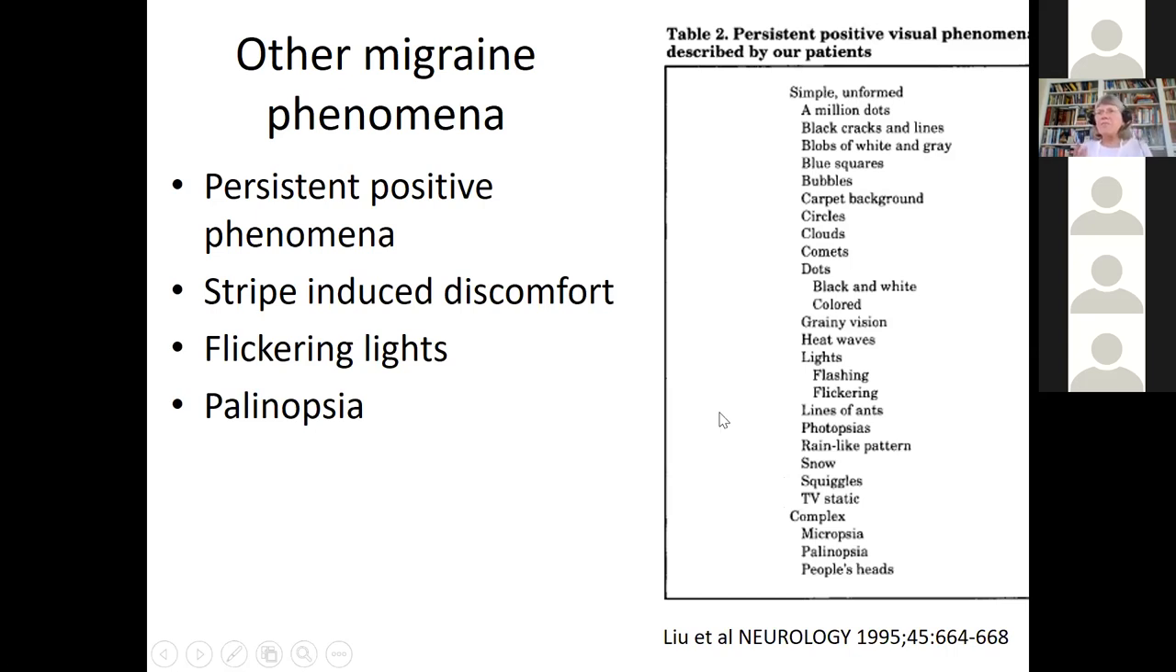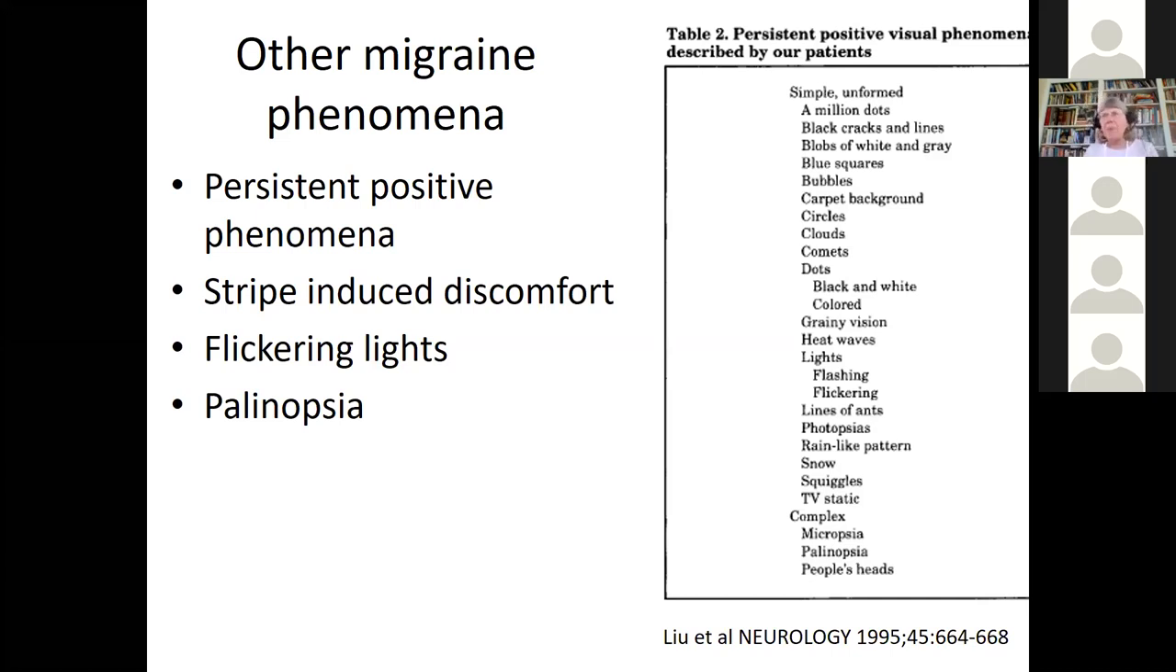So these phenomena can occur in people, and they can see through these, okay? They're not an aura, because it's not a discrete neurologic event usually before a headache. But these are visual symptoms that people who have migraine can have. So, persistent positive phenomena. They're not common either, but it's not rare. You're going to hear people talk about this.